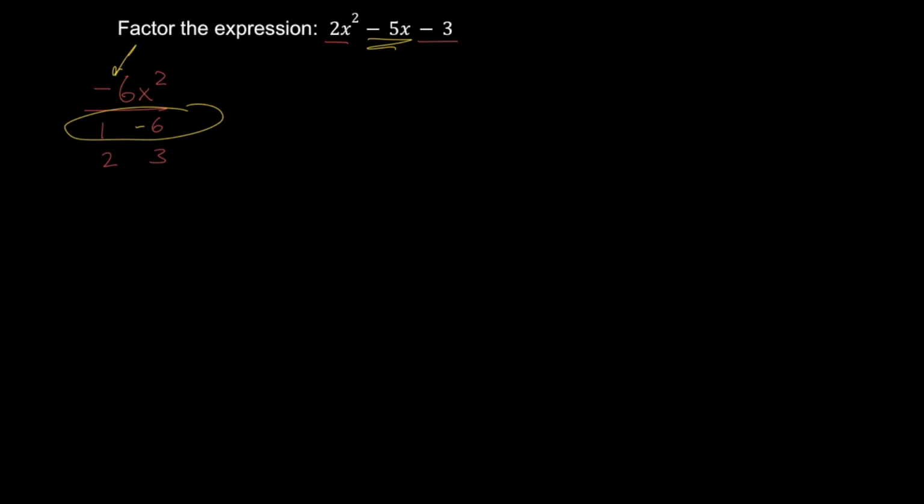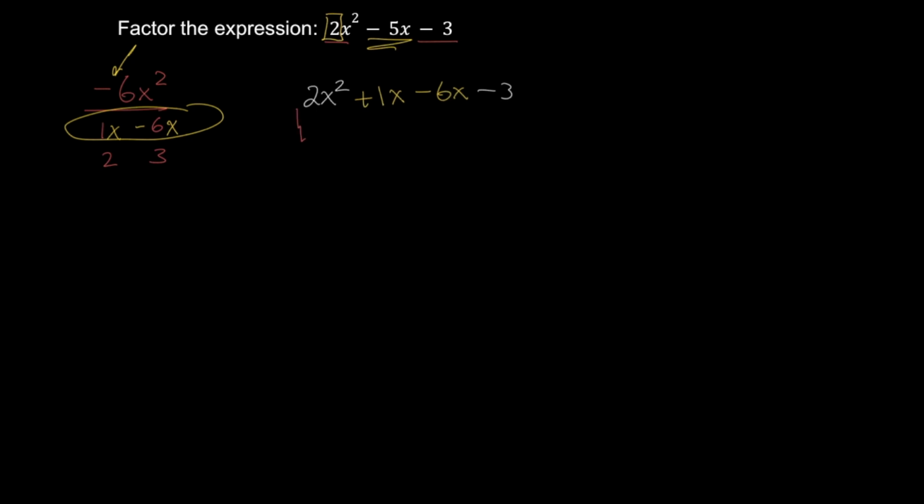Now the shortcut does not work here because a is not 1. The leading coefficient is not 1. So we cannot just do the shortcut. We won't get the correct answer in the long run. So we have to go through all the steps of factoring by grouping. So we're going to add the x to both terms and then break apart our expression. So we'll have 2x squared plus 1x minus 6x minus 3.